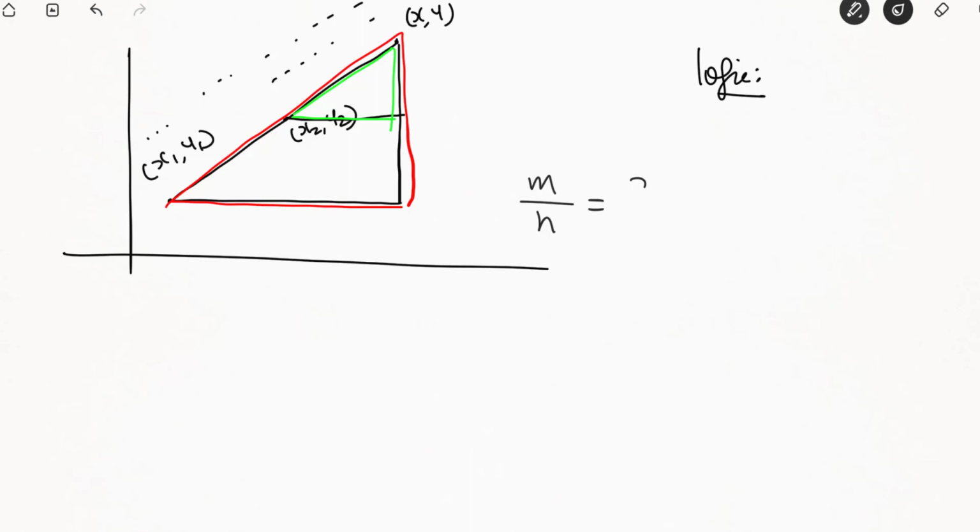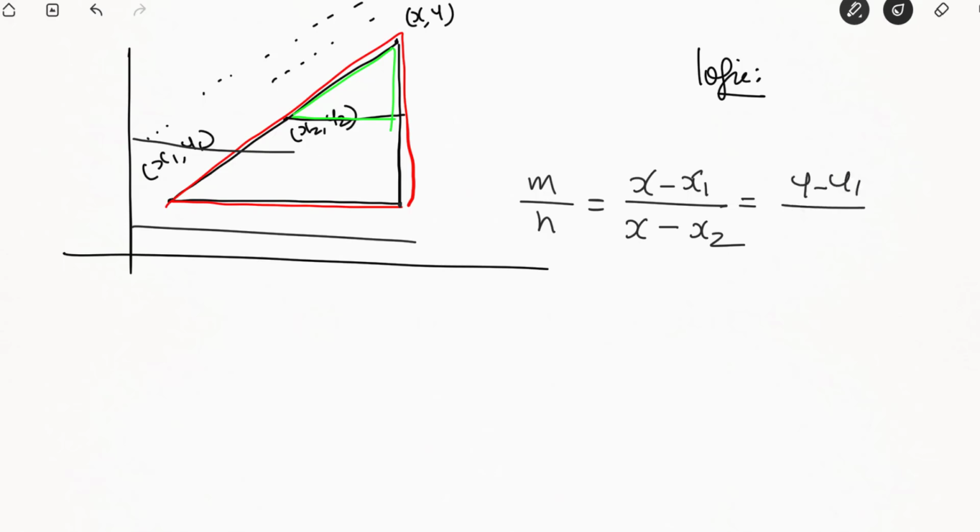x will be, x is what? x minus this distance, x minus x1 over this x, the green triangle, the base of that will be x minus x2, right? This is x, this is x2 difference. And in the same way it will be y minus y1 over y minus y2, ratio of this side with respect to the green one.